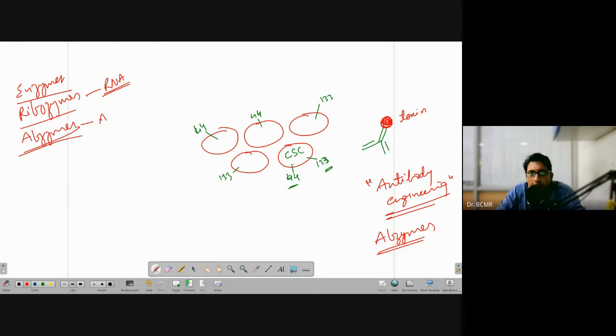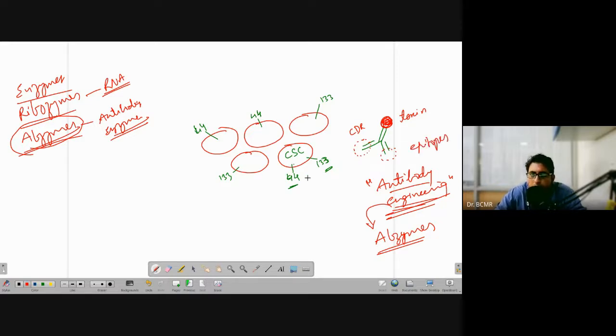Abzymes are antibodies that can act as enzymes, right? This is not exactly related to what we are discussing, but as part of antibody engineering, you can also think about abzymes. Anyway, antibody engineering is something I hope you might be studying. The dotted area is the hypervariable region, or where the complementary determining regions are present. Those are the ones that recognize the epitopes.